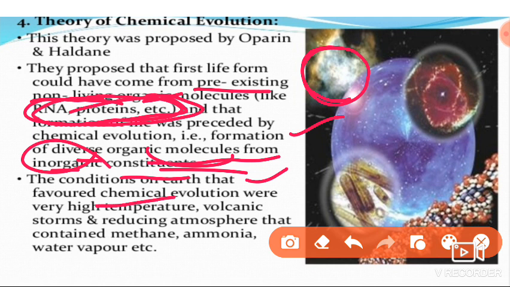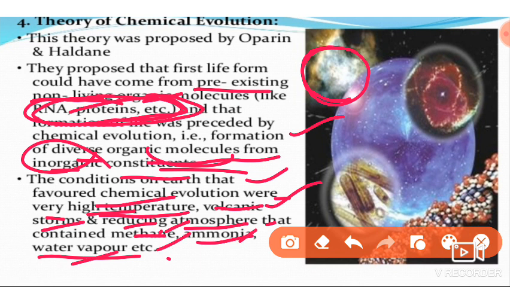And the condition on earth on that day favored chemical evolution: very high temperature was present at that time, volcanic storms were there, and a reducing atmosphere that contained methane, ammonia, and water vapors. Usually, the condition of the earth at that time mainly contains high temperature, volcanic storms, and gases such as methane, ammonia, and water vapors.